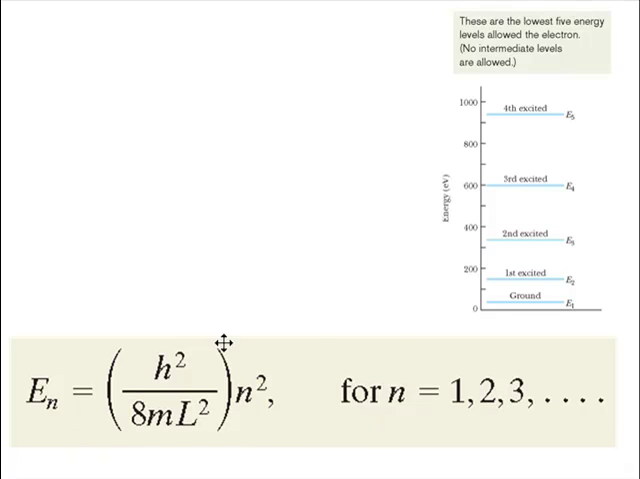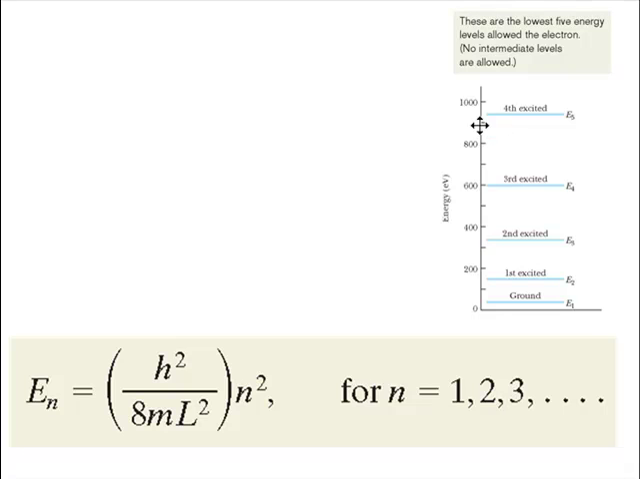So here's the result we found, that the energy levels that are allowed are simply Planck's constant squared over 8mL squared times n squared, where n must be an integer, 1, 2, 3. Here we have those energy levels plotted for a well that is 100 picometers wide, or in other words, 10 to the negative 10 meters wide. Notice only these discrete energy levels are allowed.